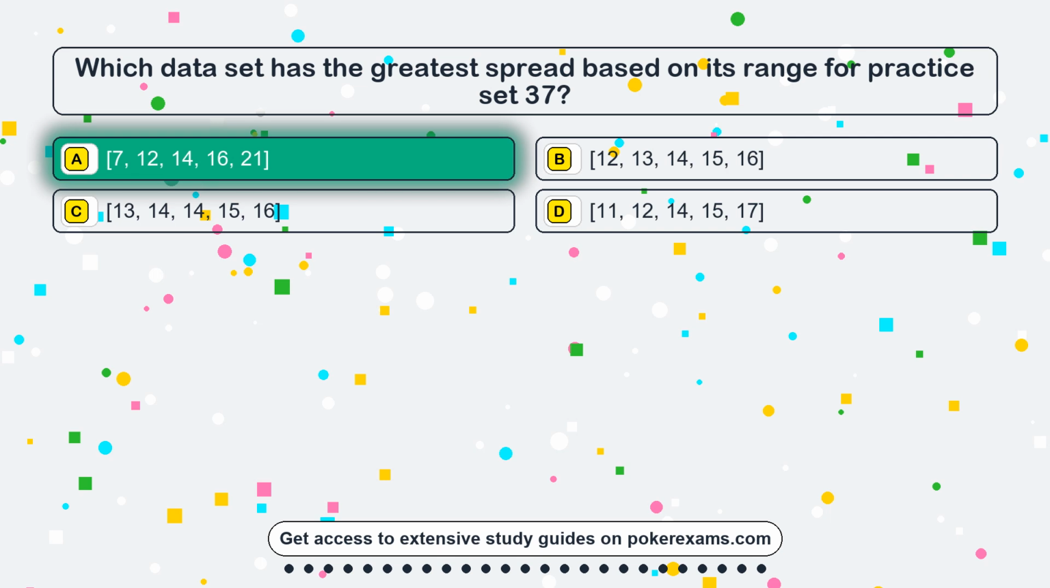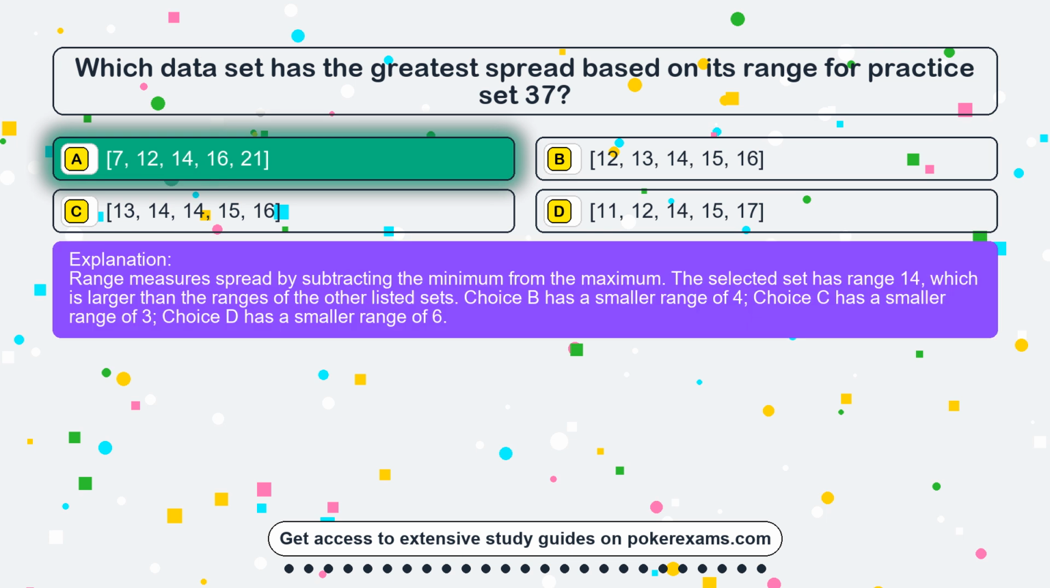The correct answer is option A. 7, 12, 14, 16, 21. Range measures spread by subtracting the minimum from the maximum. The selected set has range 14, which is larger than the ranges of the other listed sets. Choice B has a smaller range of 4, choice C has a smaller range of 3, choice D has a smaller range of 6.